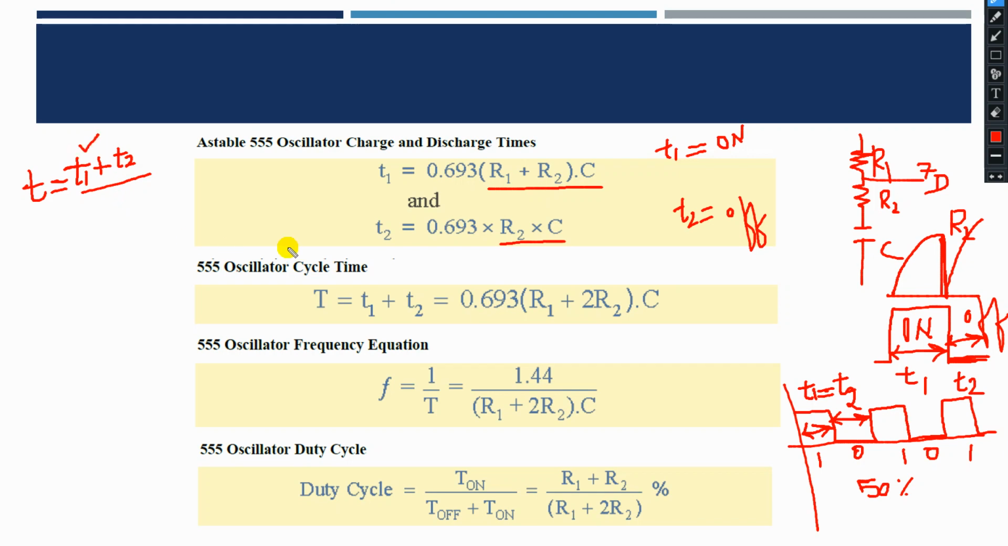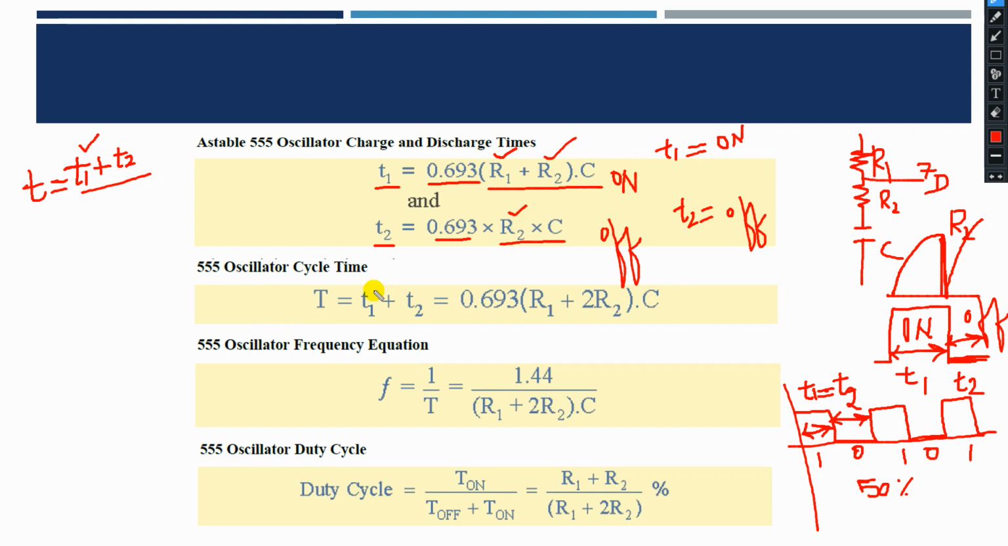To calculate T1, we take the standard formula 0.693 into R1 plus R2 into C. So here we are taking R1 as well as R2 into C. Add these and multiply with C, which gives you the T1 time. Next, to calculate T2, we take 0.693 into R2 into C. Why only R2? Because it is a discharging resistor. So that gives you the off condition, and the previous one gives you the on condition.